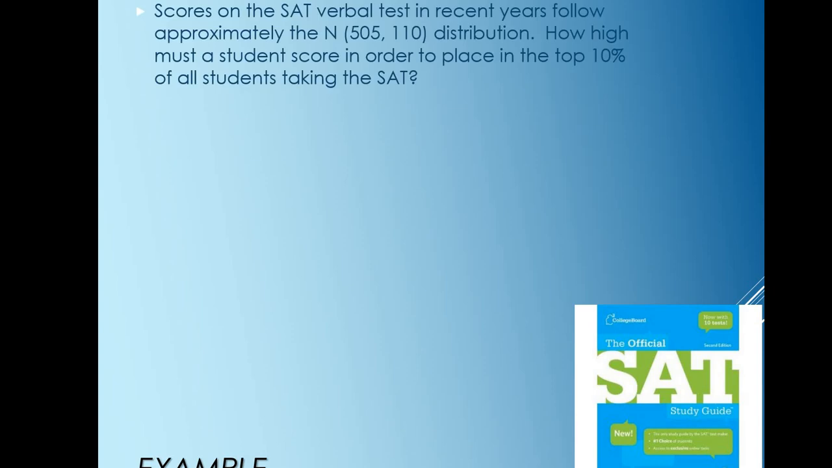All right, and finally, let's do an example. Feel free to read this, pause, and then you can come back and see if the answers are here. All right, so I'm going to go over the problems here. The scores on the SAT verbal test in recent years are approximately normal with a mean of 500. So this is a mu, this is sigma, and a standard deviation of 110. That's just a notation that you can see sometimes. The big N just means normal. How high must a student score in order to place in the top 10% of all students taking the SAT?